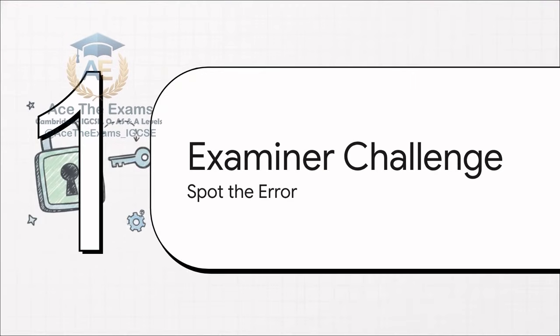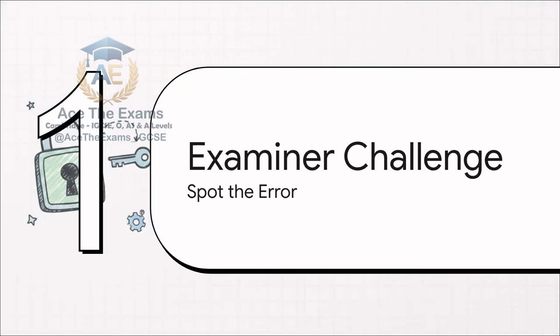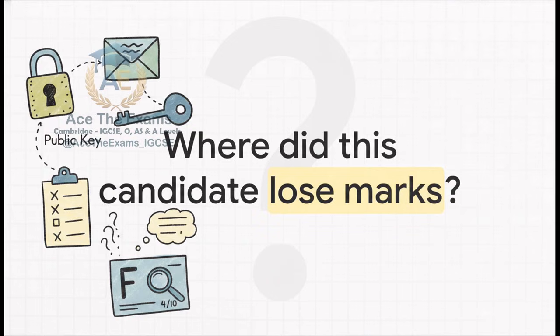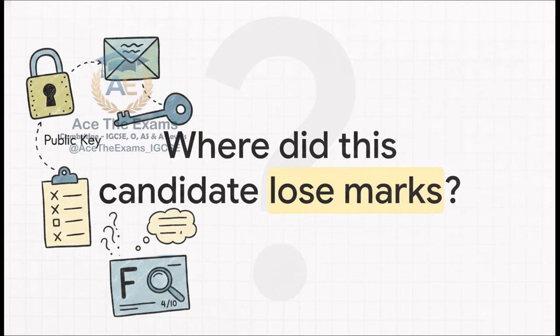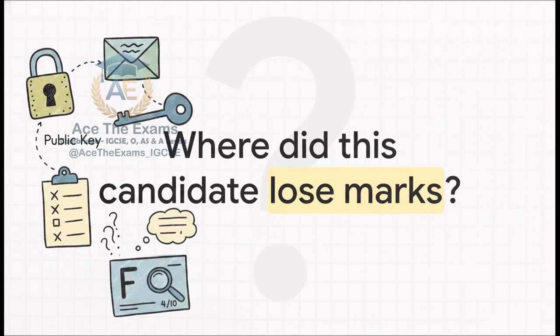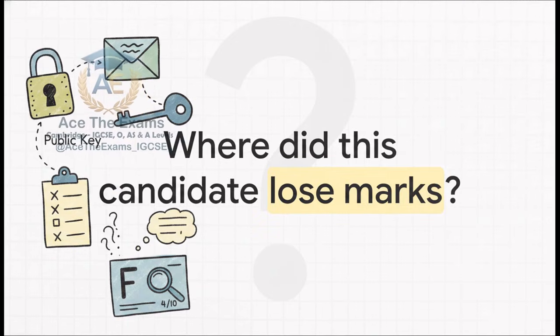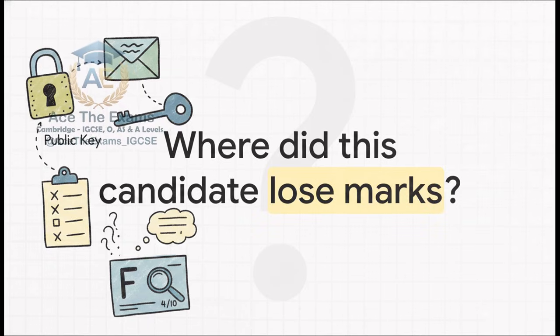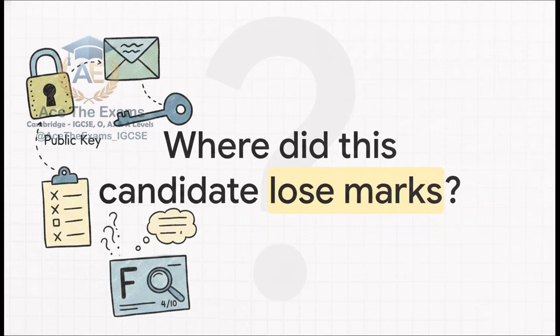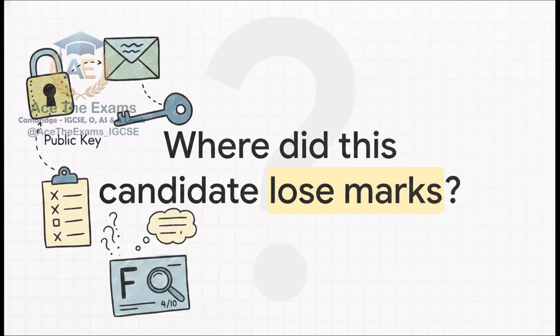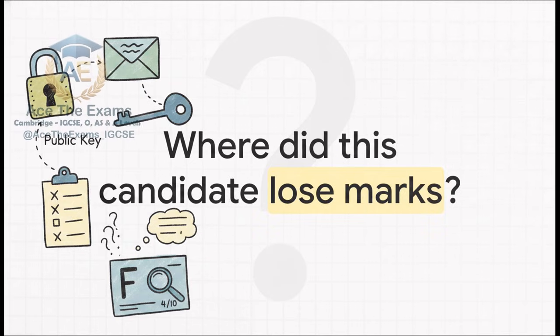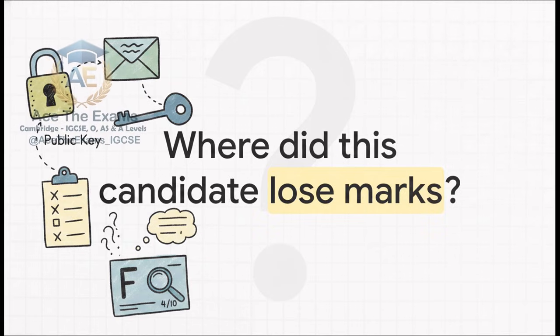Okay, now it's your turn for the examiner challenge, Spot the Error. I want you to actively engage with this one. Step into the shoes of the senior examiner for a second. Imagine a candidate writes a technically flawless explanation of how a mathematically linked key pair works. They correctly note that a message encrypted with a public key can only be decrypted by the corresponding private key. The formatting, perfect. The terminology, flawless. And yet, they somehow score less than half marks on a 10-mark question.